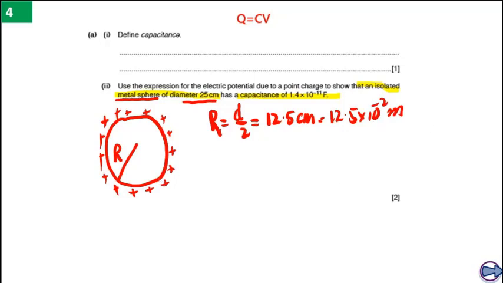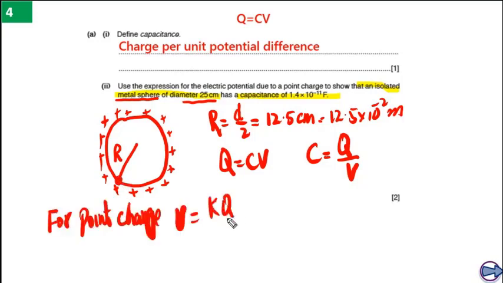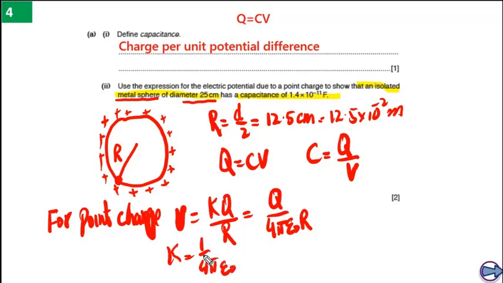As we already understand, Q is equal to CV, and we need to find C. So simply we can say C is equal to Q over V. Now we need the potential at the surface, which is KQ over R. Otherwise, we can also write it as Q over 4 pi epsilon naught times R, because K is equal to 1 over 4 pi epsilon naught.